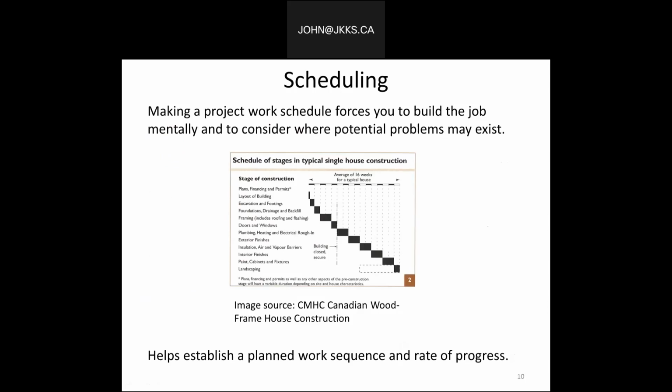We can see a breakdown in the left-hand column of the different stages of construction and an average of 16 weeks for a typical house. And over that, we can see a week-by-week breakdown. So again, when we come to scheduling, it helps establish a planned work sequence and rate of progress that should be anticipated on any build.